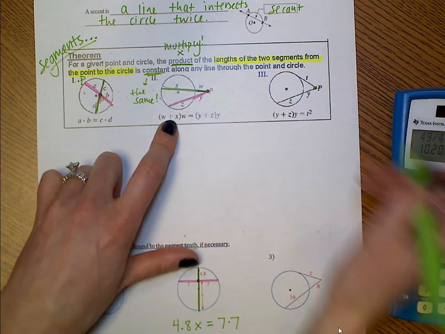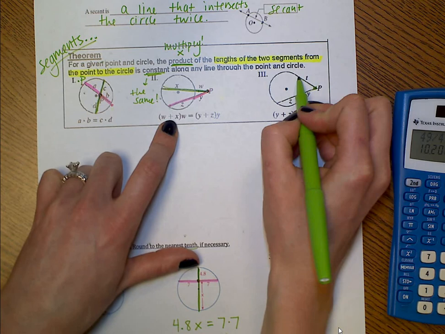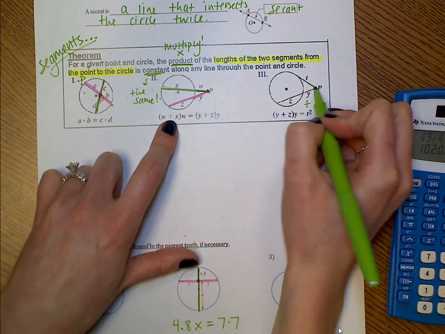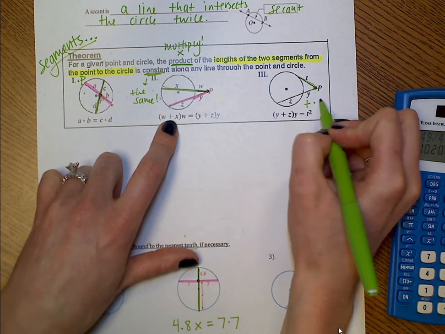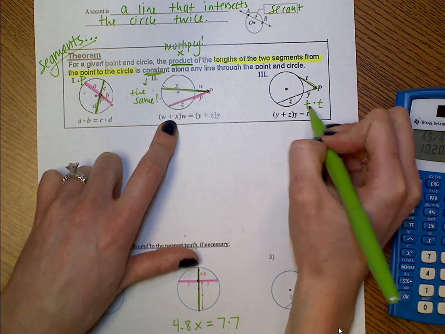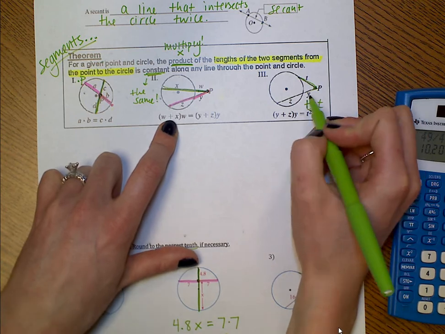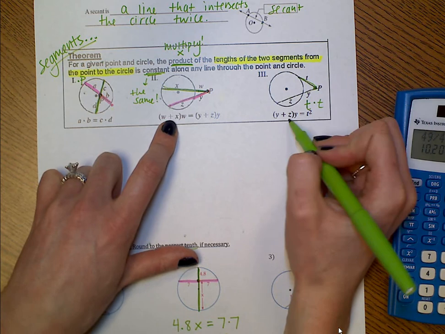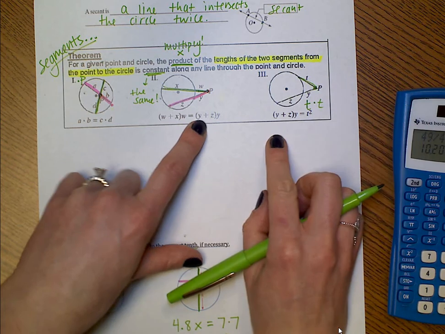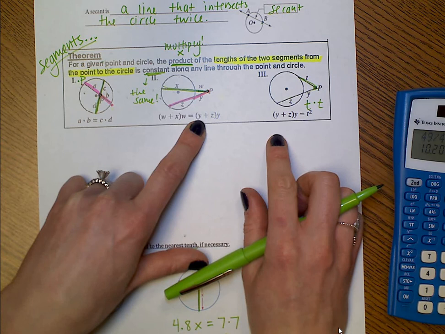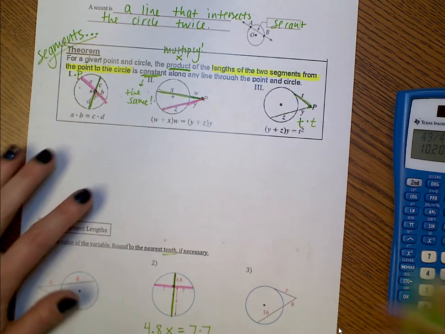For the tangent line, the point to the circle is T, and then the point to the circle again is the same segment, T again. So that's why they just wrote it T squared. You will always do that for a tangent line. And then the secant line looks very similar to what case 2 was. I want to make this a little bit less complicated for you.